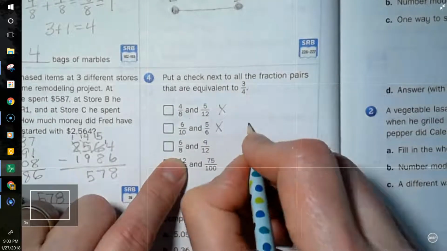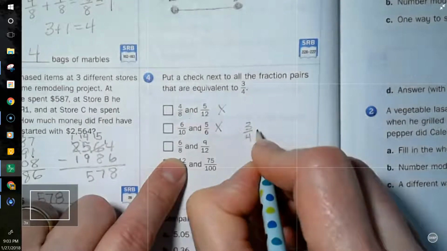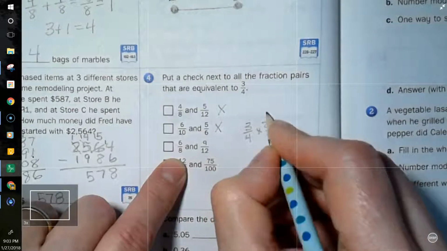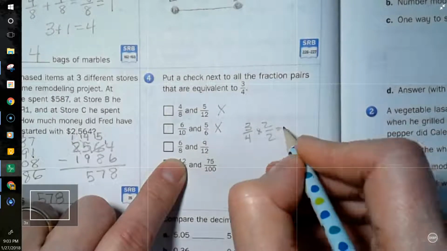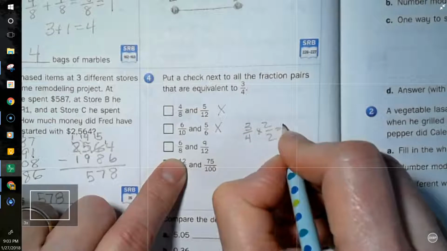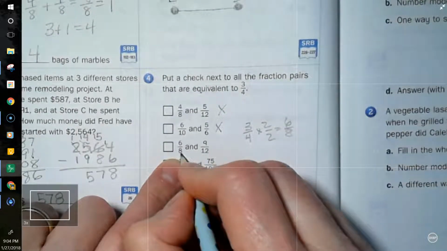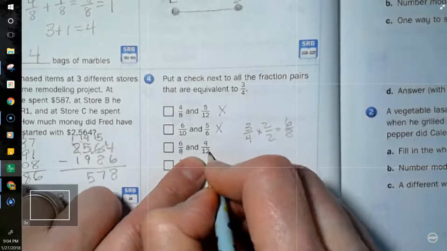6/8. Well, if I took 3/4 and multiplied it times 2/2, which is my 1, my whole, I'm multiplying it just by 1, so I get an equivalent fraction. I get 6/8. So here I have an equivalent fraction, so now I need to check the second one.